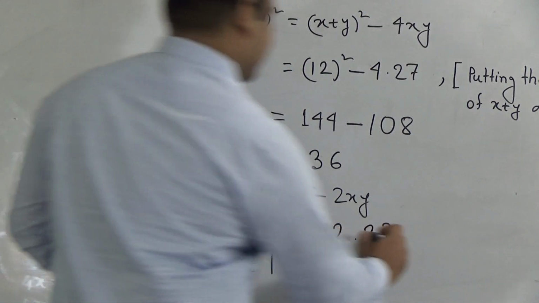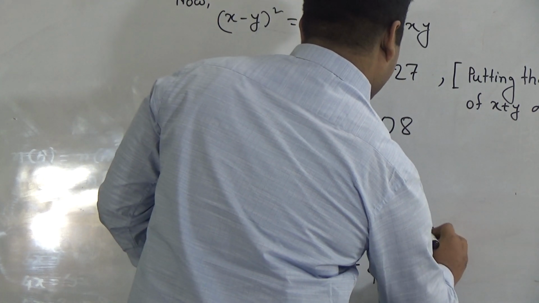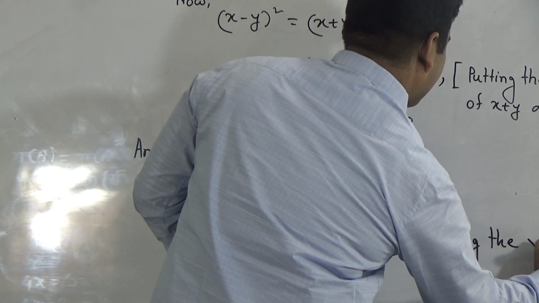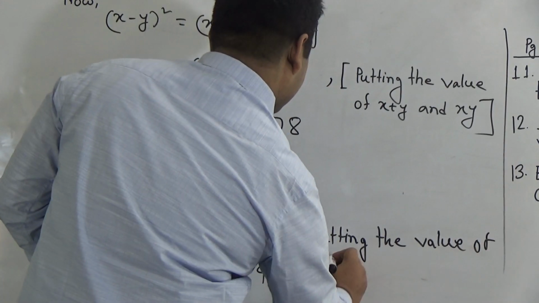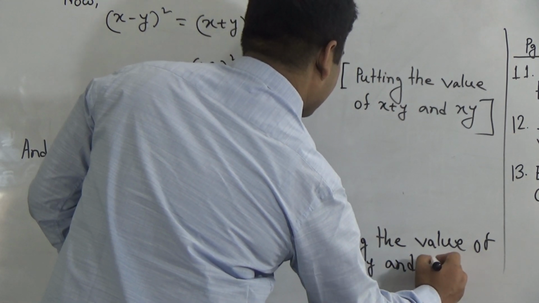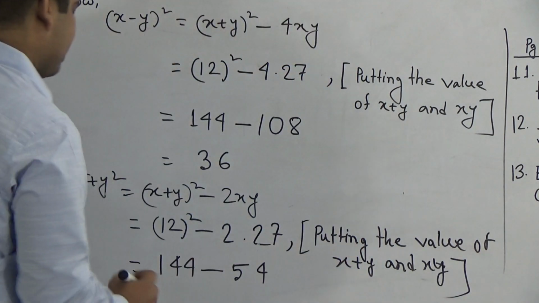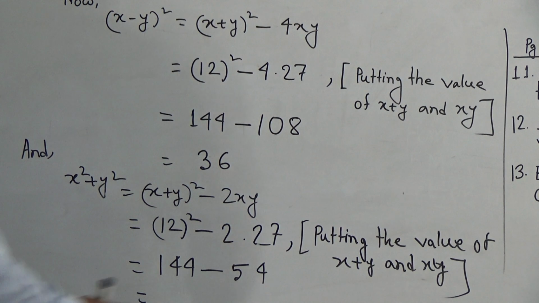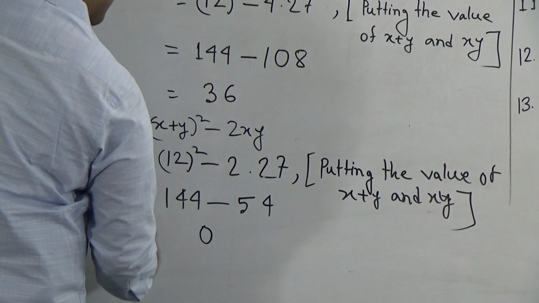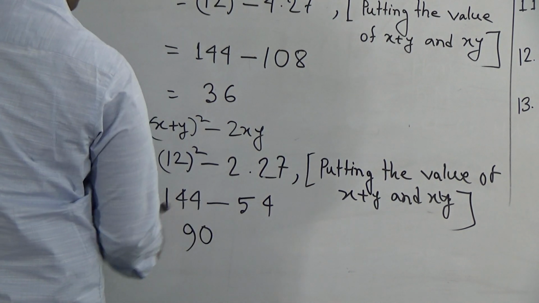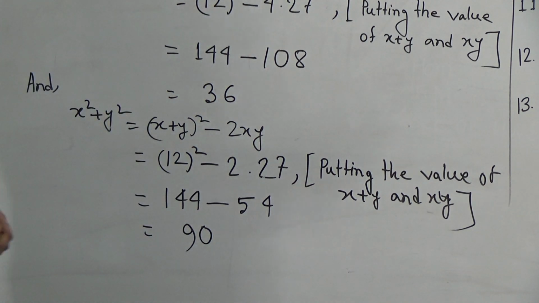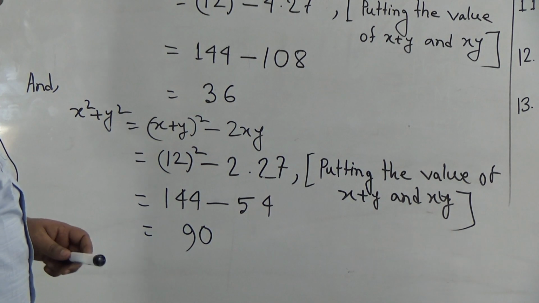Dear students, here we write a side note, putting the value of x plus y and xy. Okay. Now we do subtraction. 4 minus 4, we get 0. 5 to 14, then we need 9. And that 1 is added with this section, it will be 1. If we subtract 1 from 1, then we get 0. So these two are the answer.